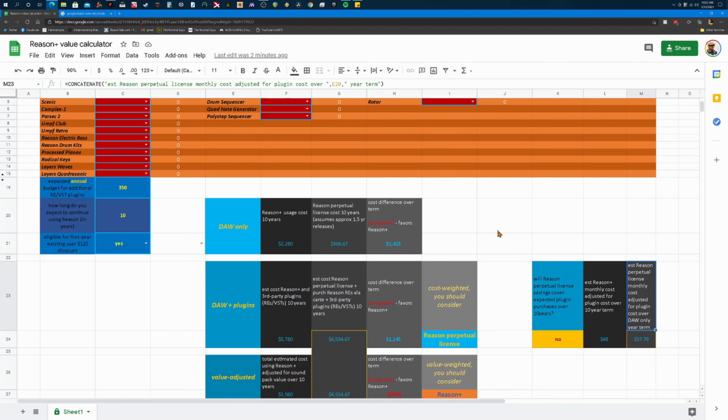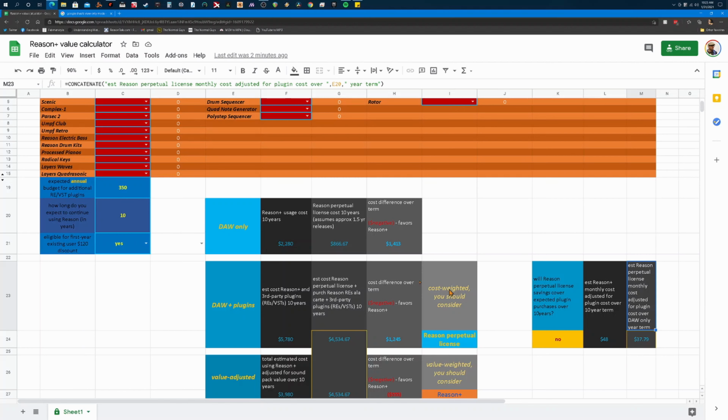One thing I forgot to mention before, I'm just assuming an approximate 1.5 year release schedule for major upgrades. And of course, this also presupposes that you are buying every single major version update if you're going with a perpetual license cost. So if you skip every other one, you're going to save even more over the term.